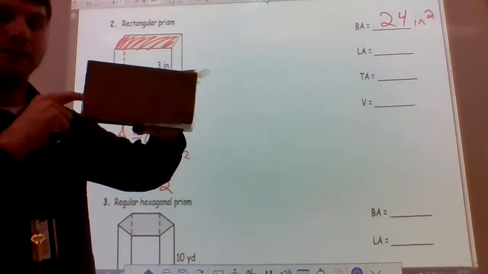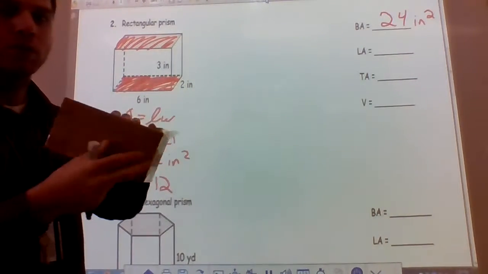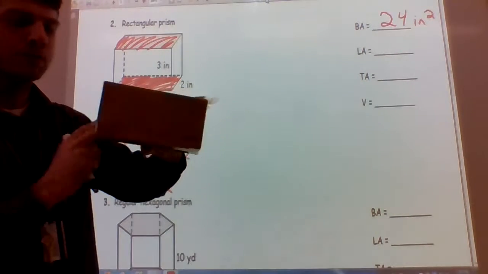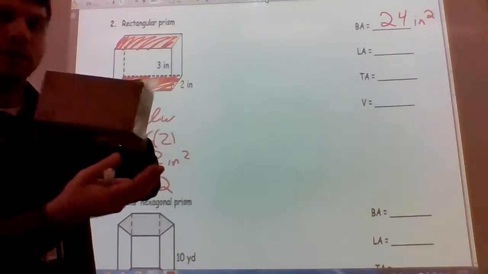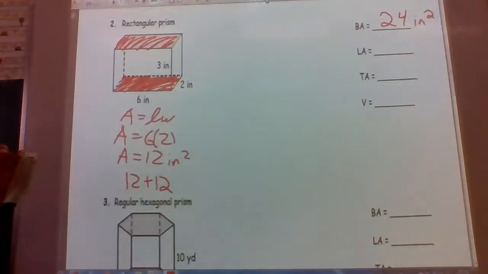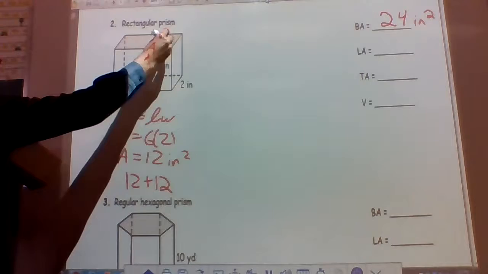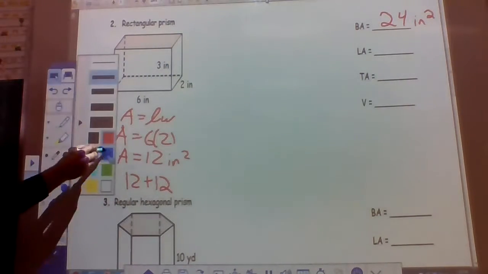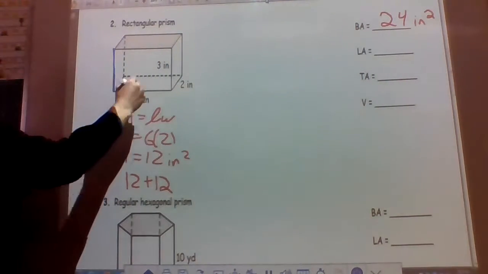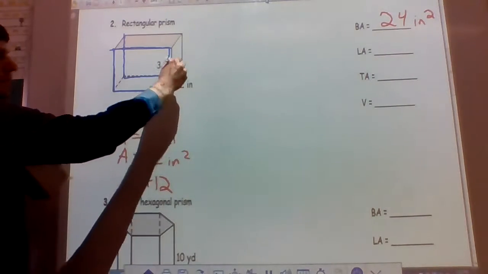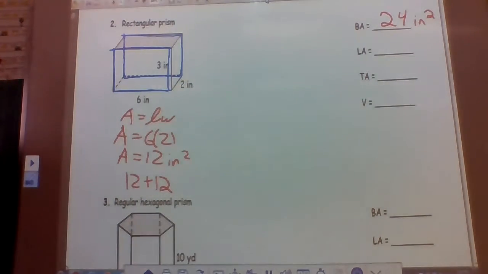Now we have the front, the back, the left, and the right. Unlike the cube, though, the four lateral faces won't all be the same. The front and the back are going to have their own dimensions. The left and the right are going to have different dimensions. So the front and the back, if I kind of erase this, let's change colors too. Okay, so here's the front. It's going to be 6 by 3, and the back is also going to be 6 by 3.